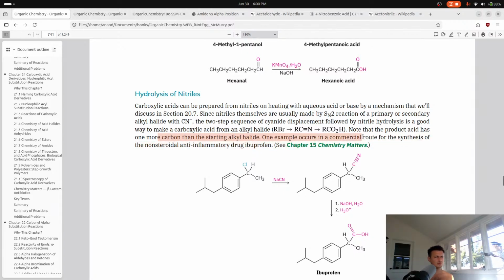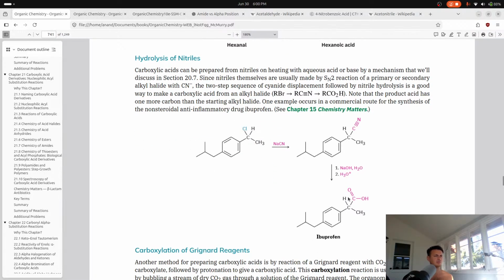One example occurs in a commercial route for the synthesis of the non-steroidal anti-inflammatory, oh, cool, ibuprofen. Here we go. All right, so we start with an alkyl halide. We add sodium cyanide. We get this nitrile, and then we add base, and then acid. Okay, so we need to learn the mechanism of this. But so this is ibuprofen.